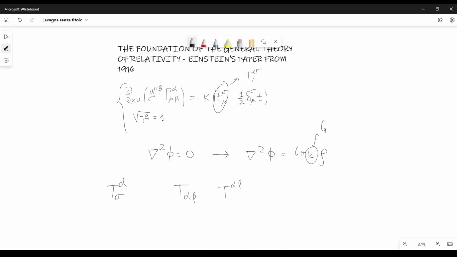uppercase T sigma mu plus lowercase T sigma mu, because lowercase T sigma mu considers only gravity, as I said, whereas capital T sigma mu considers matter, because lowercase T sigma mu represents the energy components of the gravitational field alone, and we have to replace lowercase T sigma mu with the total energy, which is given by the joint action of matter and gravity.